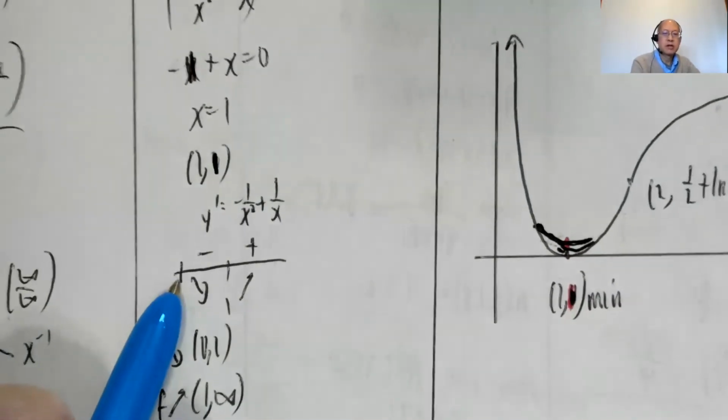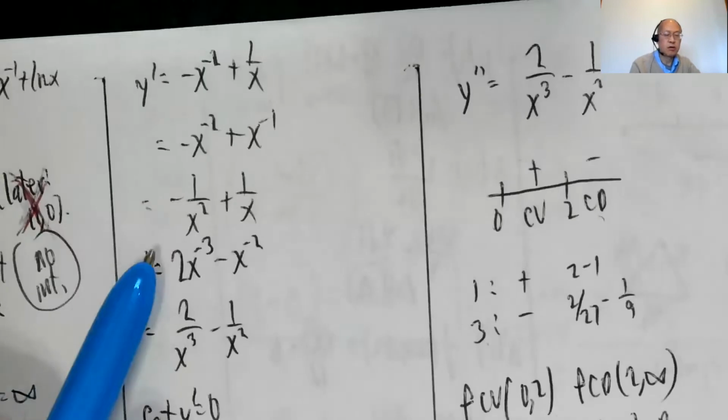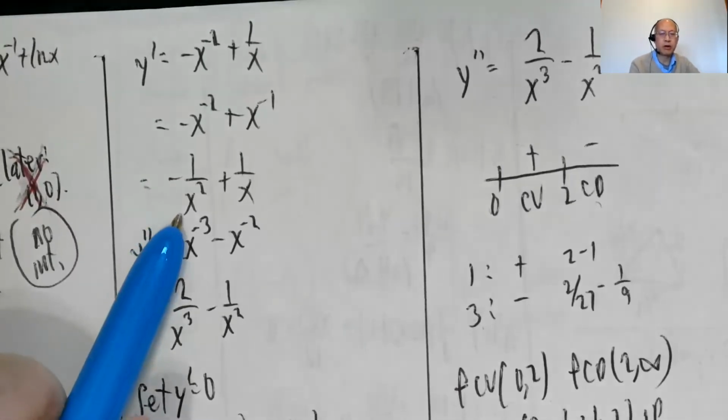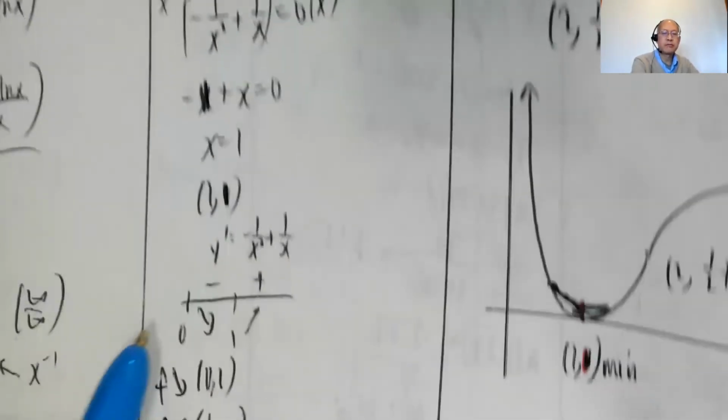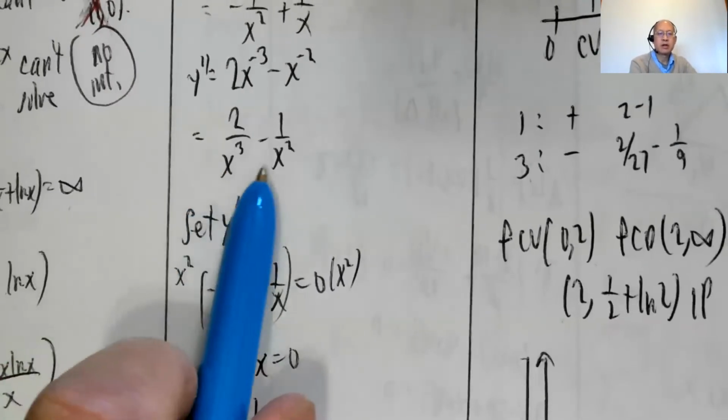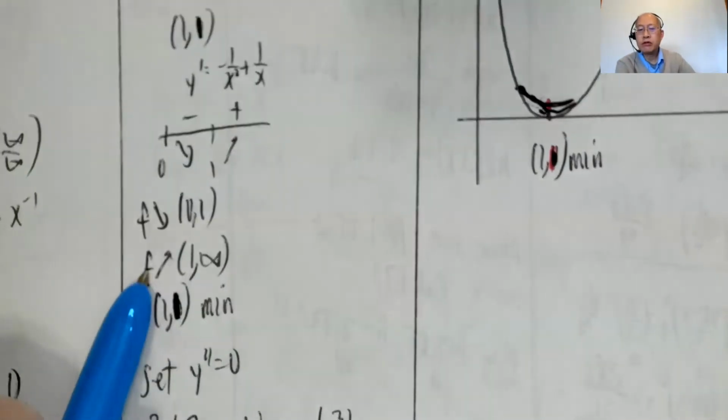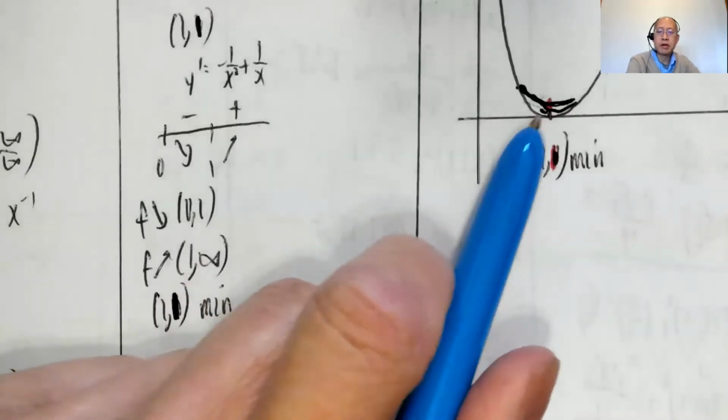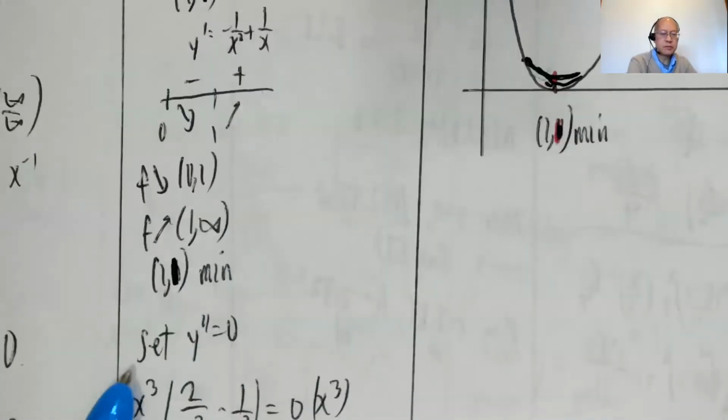Plug in a number a little bit bigger than 0, like 0.1. It'll be decreasing. And for a number bigger than 1, it's going to be increasing. It'll be positive. Okay, so f is decreasing from 0 to 1, increasing from 1 to infinity. (1, 1) is the minimum. So that clinches that this graph never touches the x-axis.